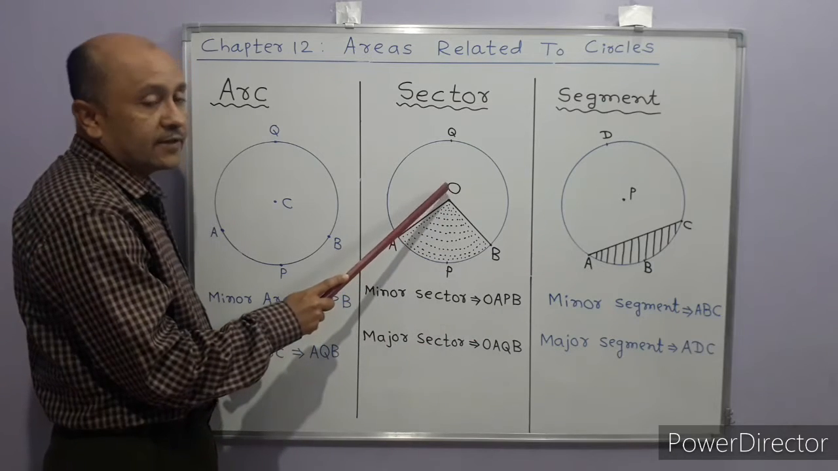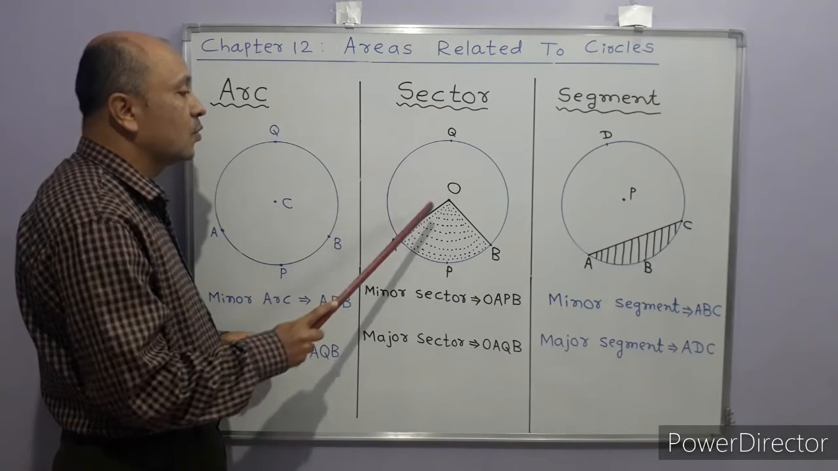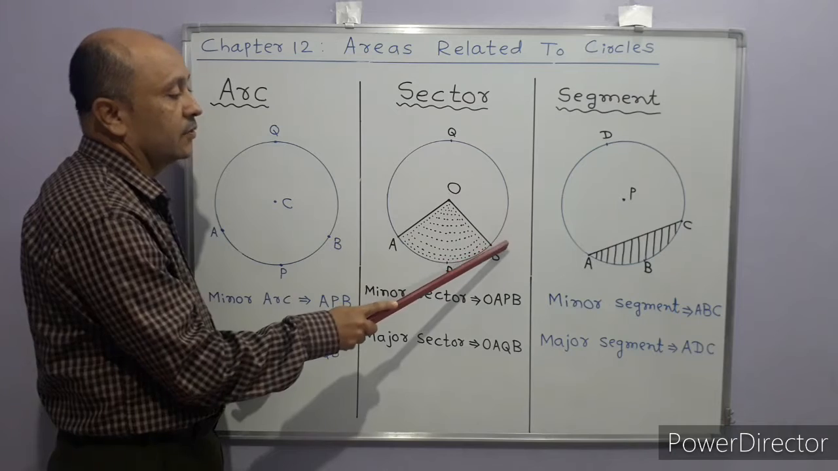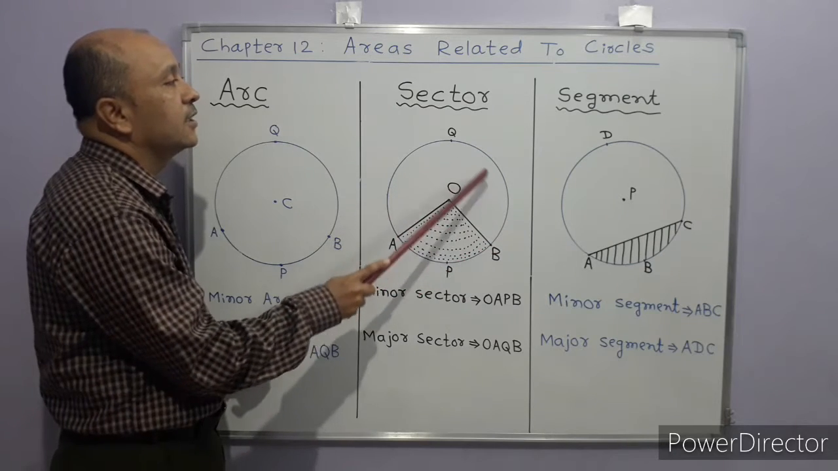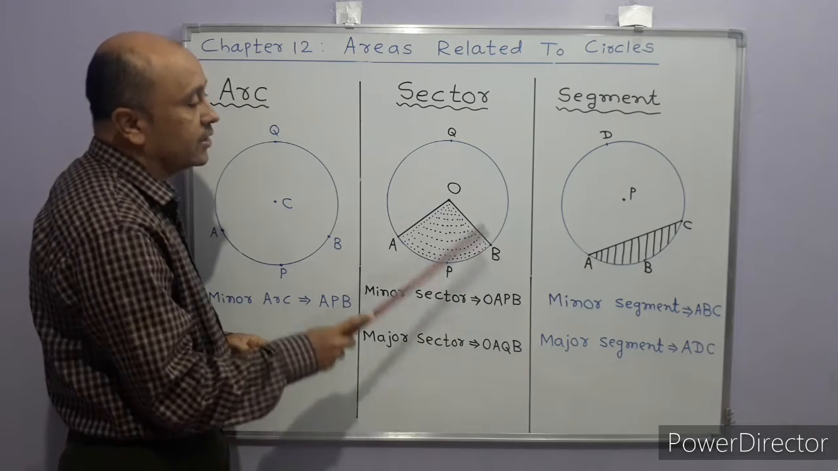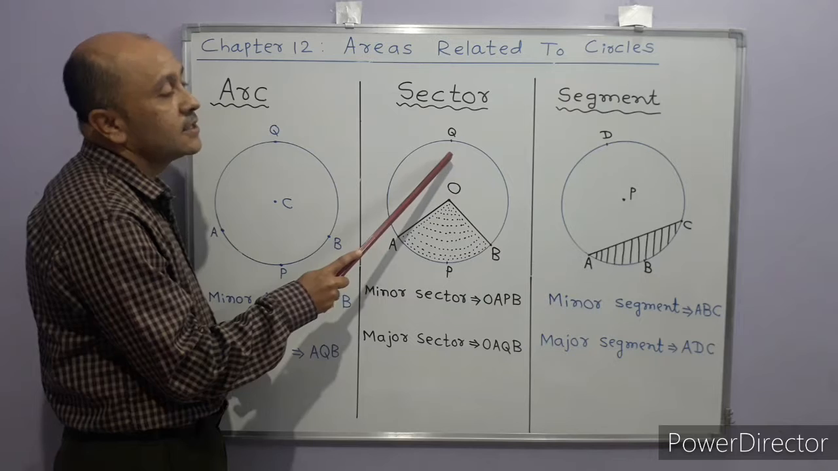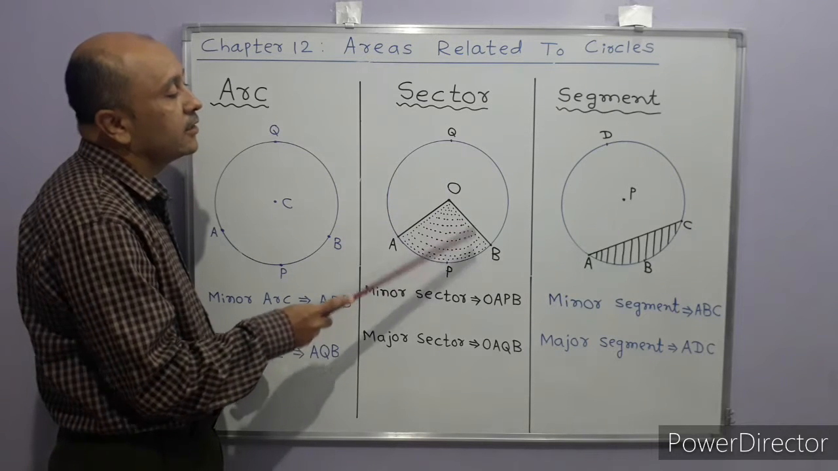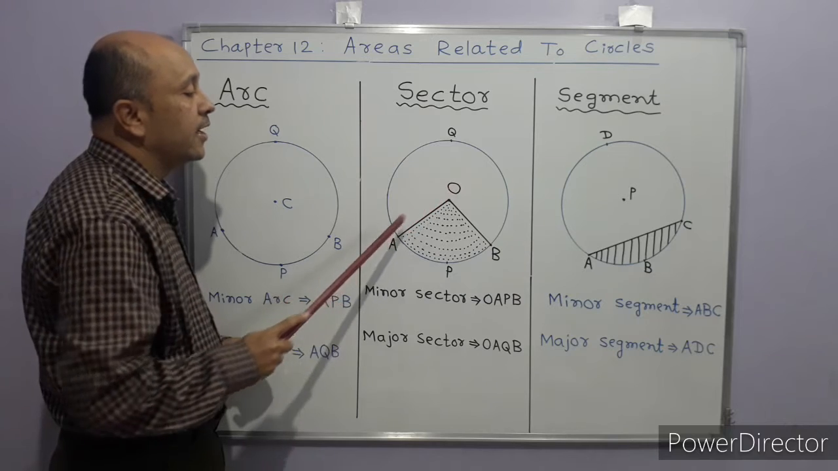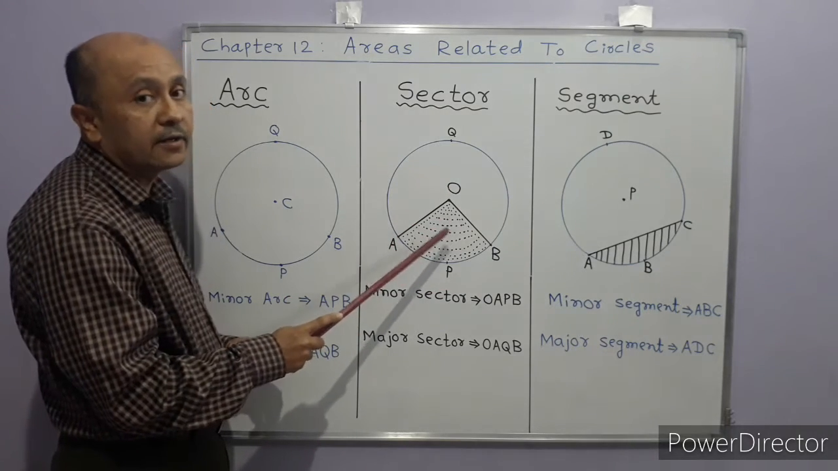Then O is the center of the circle, that is very important. Then the major sector is O dash AQB. So the remaining part of the circle is called the major sector. We can write it as OAQB. So O, then AQB, like this. This is called the major sector. So this is a minor sector and this is a major sector. This is the center of the circle. OA and OB are radii. So the part in between is called a sector of the circle.